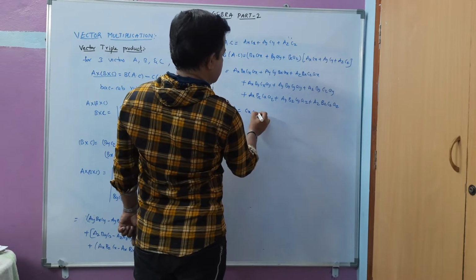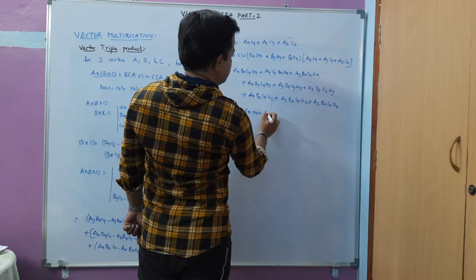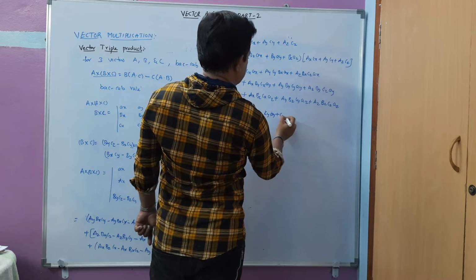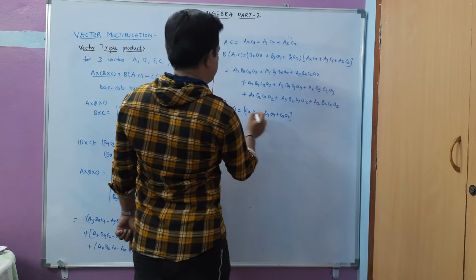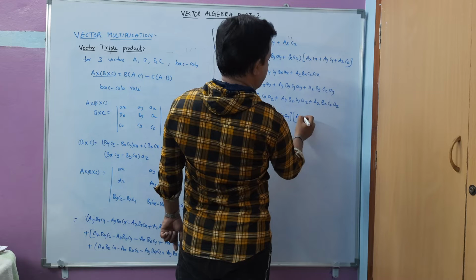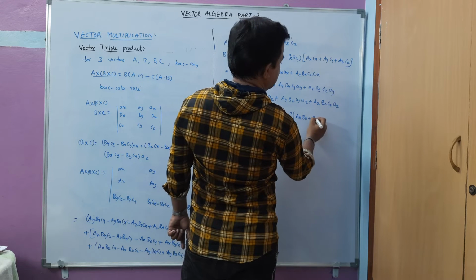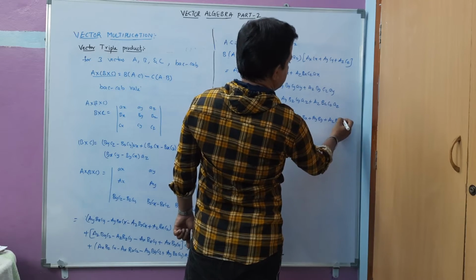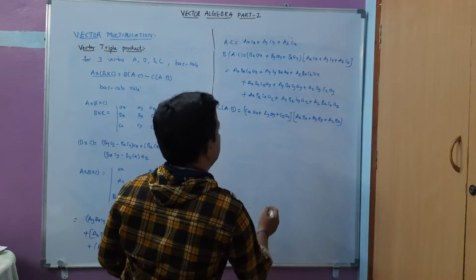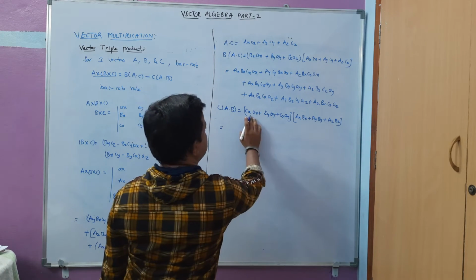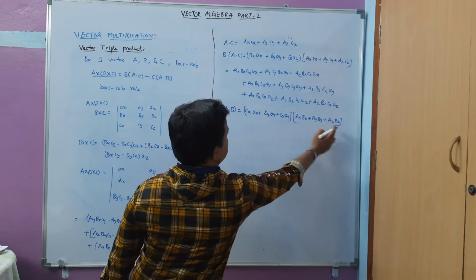CX AX plus CY AY plus CZ AZ. I have to take the product here, that is A dot B will give me direct components here, AX BX plus AY BY plus AZ BZ. Now I will take the product here. What I get here? I will get the 9 terms totally, that is these into these three, this into these three, and this into these three.